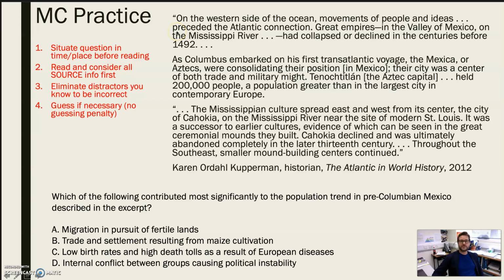All right, read the source and consider all source info first. So on the western side of the ocean, movements of people and ideas preceded the Atlantic connection. Great empires in the Valley of Mexico on the Mississippi River had collapsed or declined in the centuries before 1492. So we're looking at empires that are actually collapsing before Europe actually showed up. We know Europe comes in and caused lots of empires to collapse, lots of culture groups to crumble, but right here we're talking about what happened before Europe.